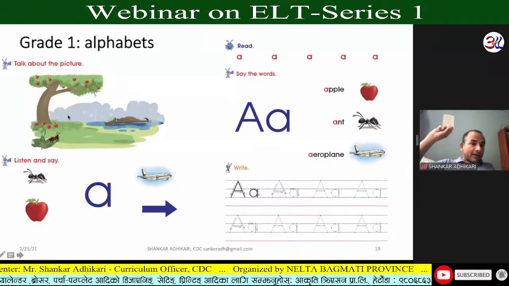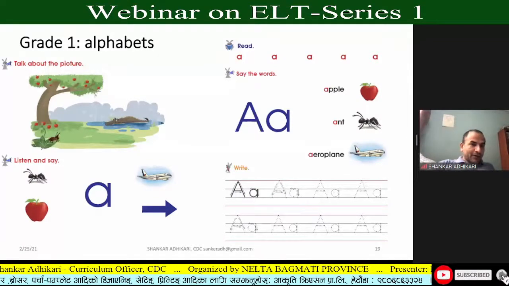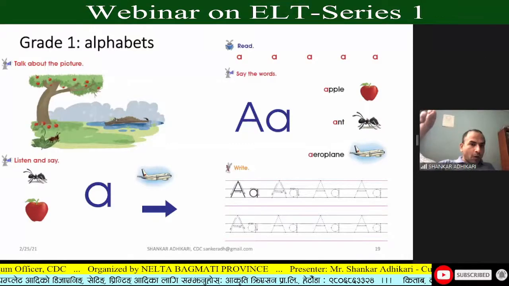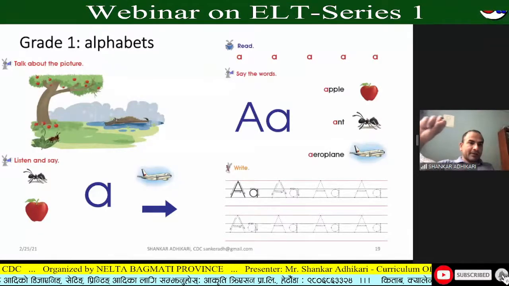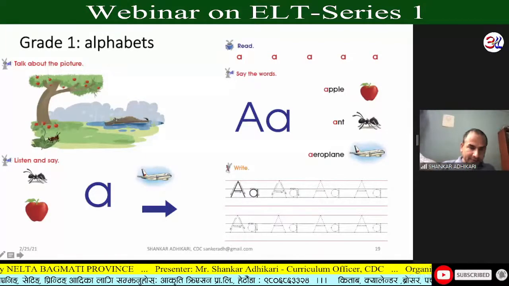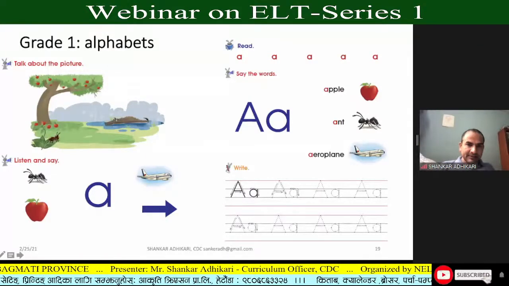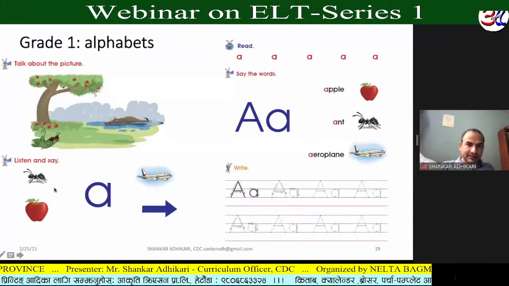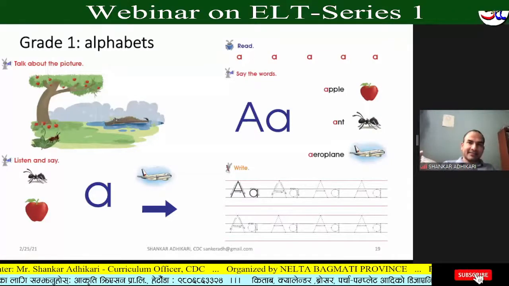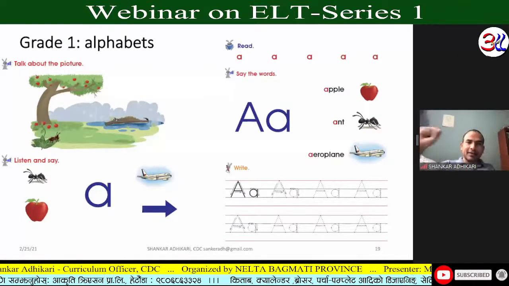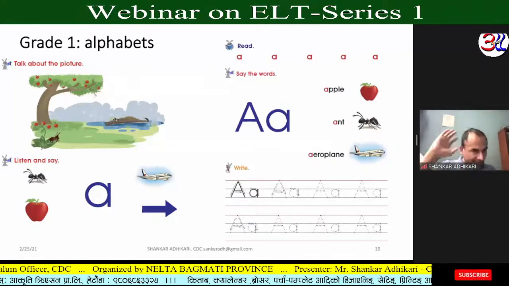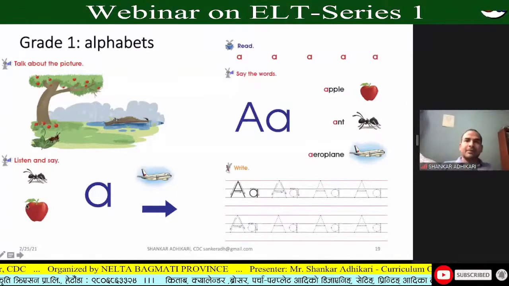But when the students go on talking about, focus on the target words, right? And do this activity, and they say after you. Okay, you say ant, like in the video. Ant. Then you go to apple, right?